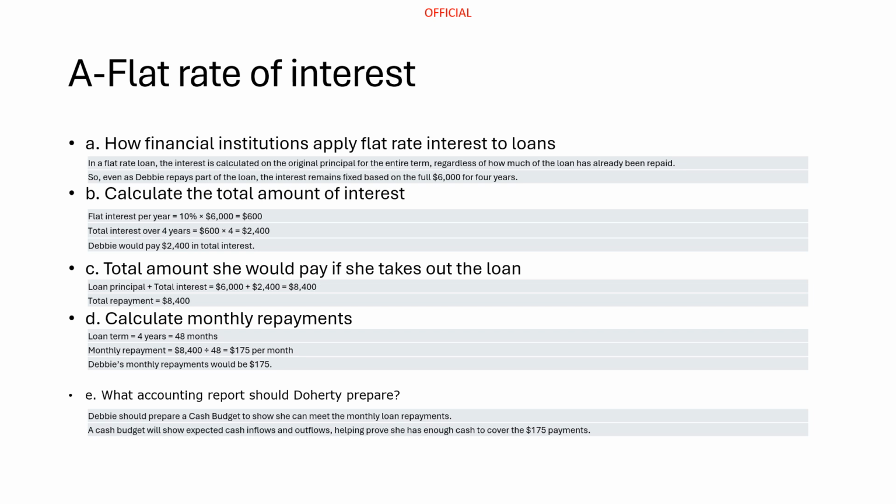The total amount she would pay if she takes out the loan: the loan principal is $6,000 and interest is $2,400. The total repayment is $8,400. So the monthly repayments would be, in 4 years we have 48 months. So monthly repayment is $8,400 divided by 48, $175 per month. This includes both principal and interest.